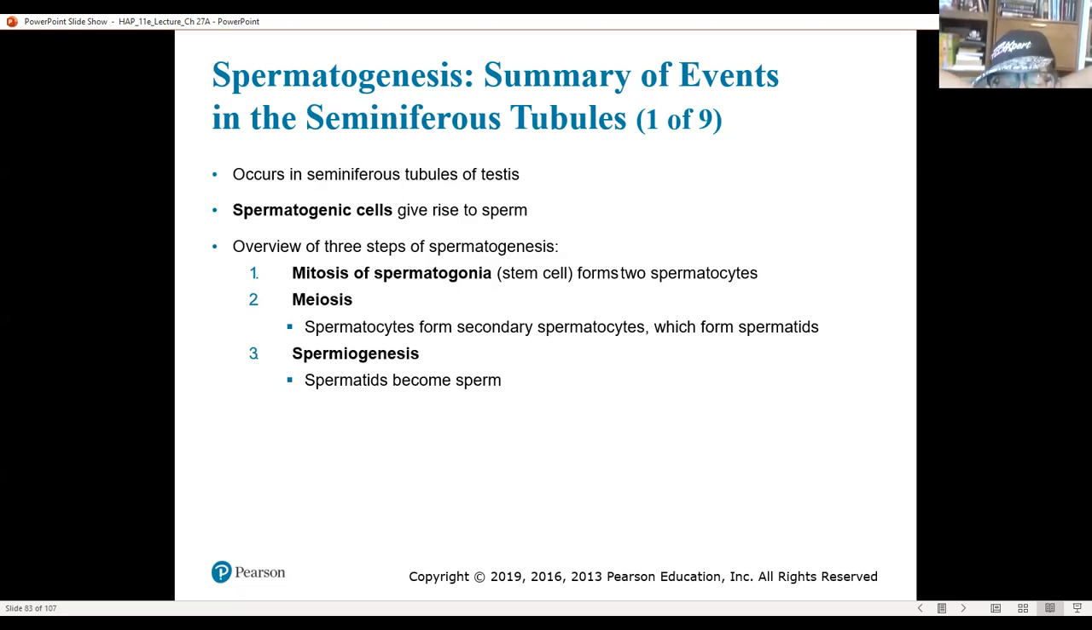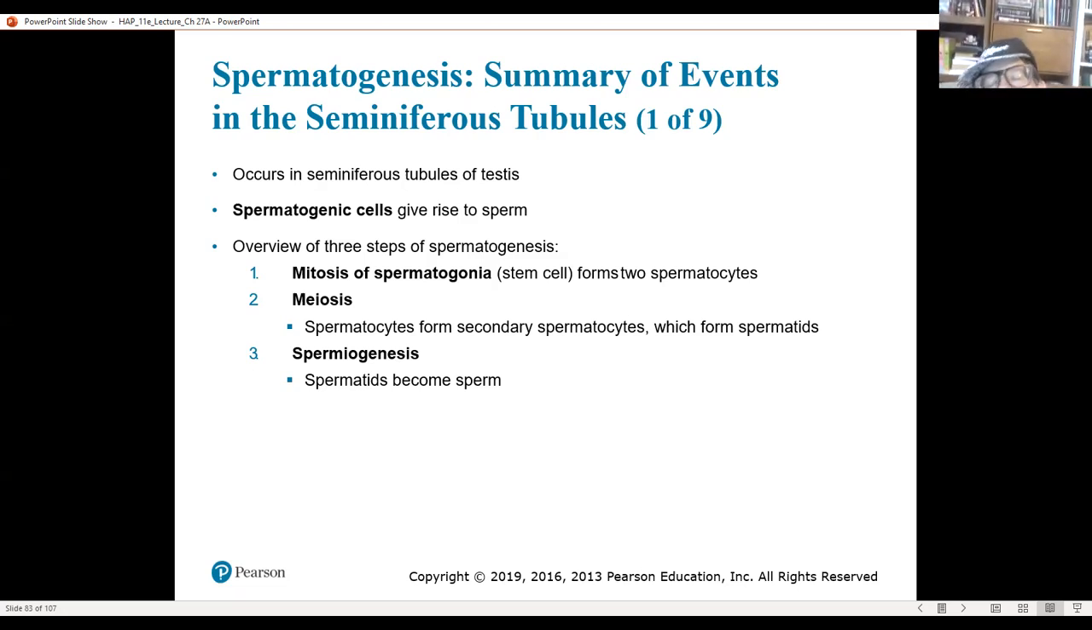And those 2 spermatocytes will then modify, they will grow up a little, become secondary spermatocytes, which will then divide again to form spermatids. And those spermatids are what are going to grow up to be sperm. And I already told you, when we are making sperm, you're going to get 4 spermatids that are going to become 4 sperm.